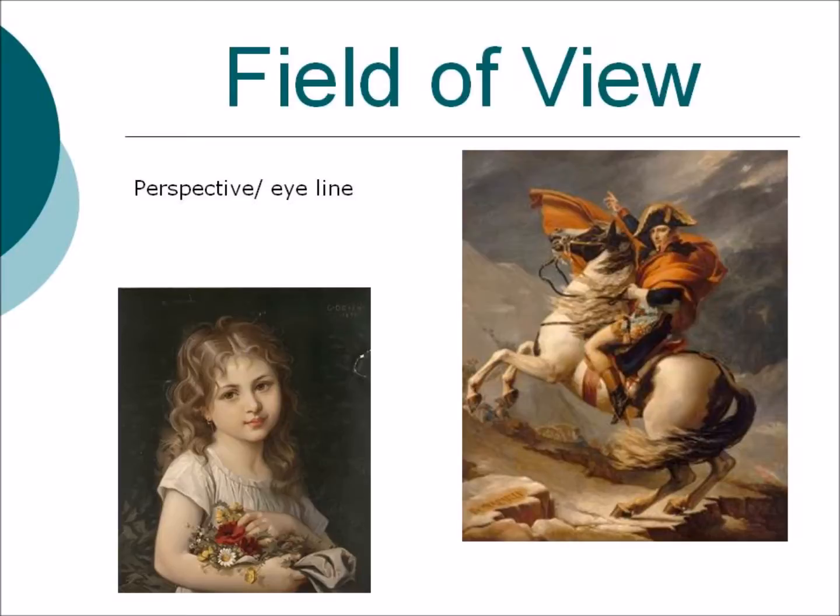Another way you get to choose your field of view is from your perspective or eye line. In the examples here, you can see by doing a low perspective and looking up at the subject of Napoleon there, you're forcing the viewers to literally look up to him. It makes the subject seem much larger and more powerful, versus the one of the child here, where the artist is looking down on the subject and making them seem small.